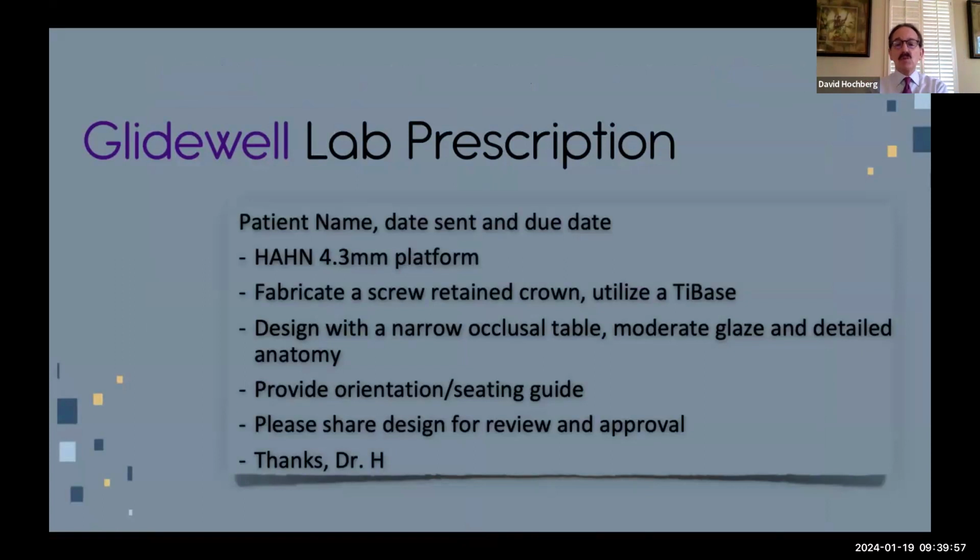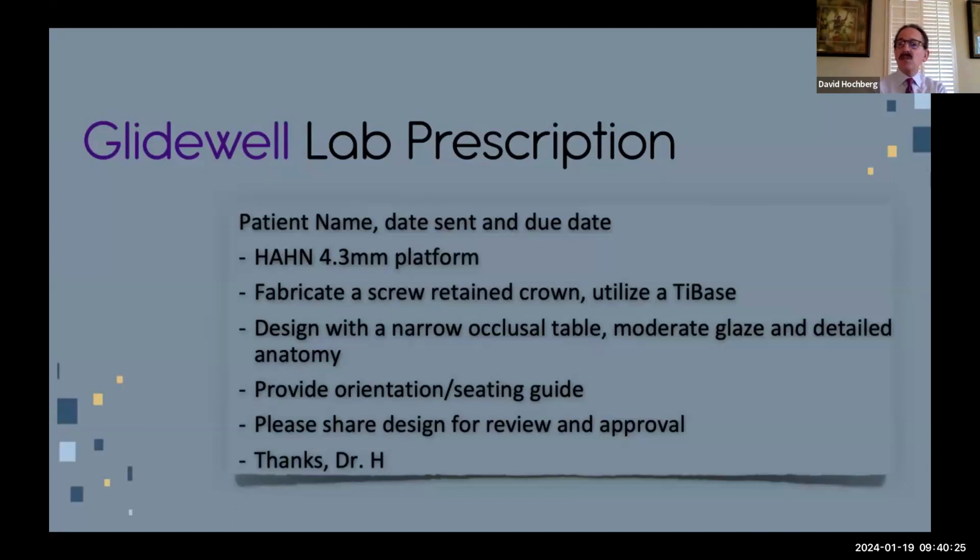You want a screw retained crown. They know, but you want to utilize a tie base. Design it with a narrow occlusal table. I want a moderate glaze. Don't want it to look like a marble. Give me detailed anatomy. Every doctor has their own desires and the technician can't possibly know that. The more information you give them, the better you'll receive a restoration that meets your clinical expectation.